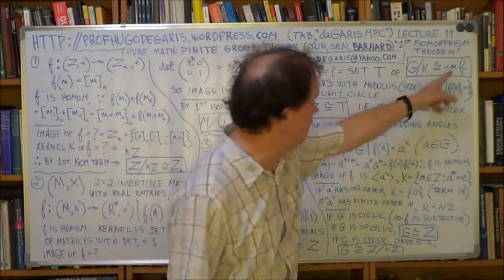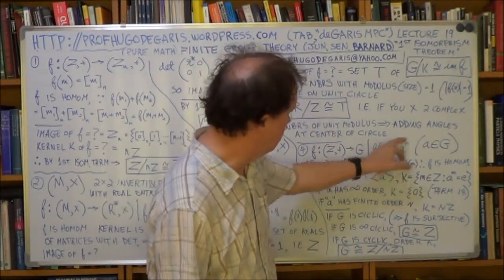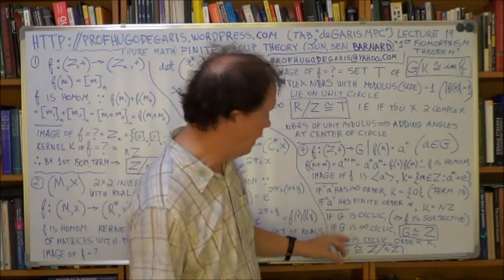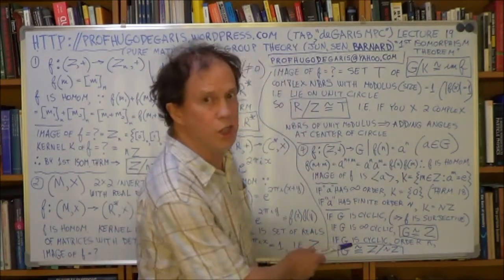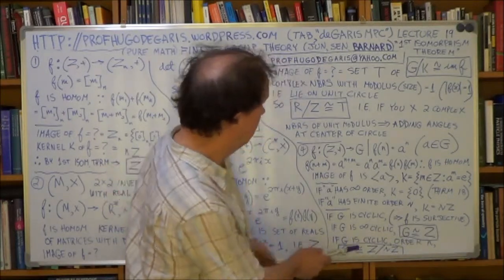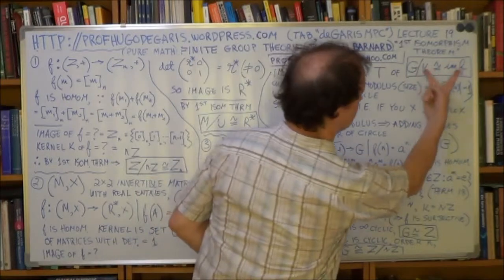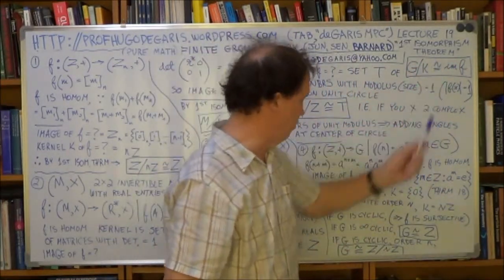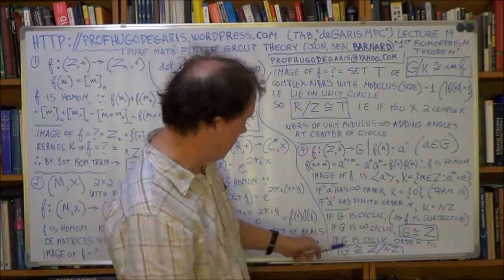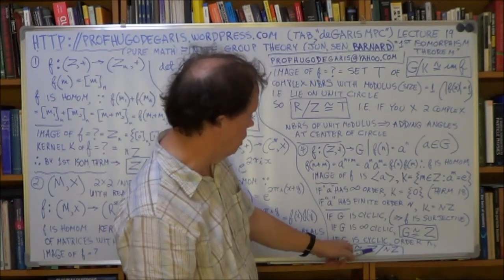So your image of f would be all possible values here, and that's your group. So that G there, big G here, that's your image of f. In fact, what they've done here in the text is they've just switched this around. It doesn't make any difference. You're talking about isomorphism, so the image is isomorphic to your original group.